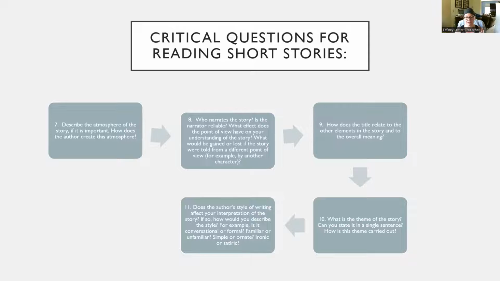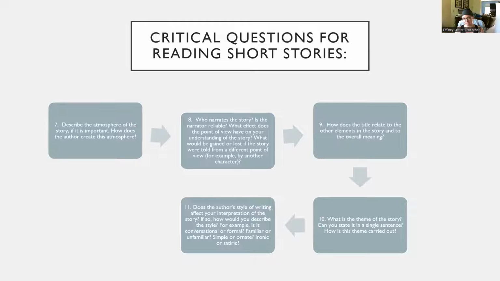Can you state the theme in a single sentence? Can you sort of narrow in on what you think the author's purpose was? And then, does their style of writing affect your interpretation, right? Is it conversational or formal? Is it familiar, unfamiliar? Is it very simple writing, or is it really flowery, ornate writing? Is it ironic or satiric, right?